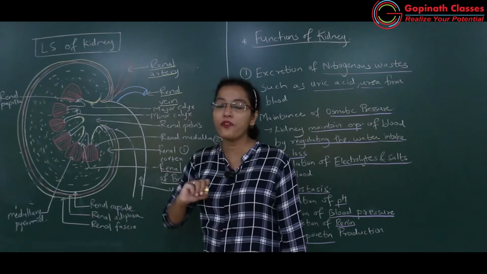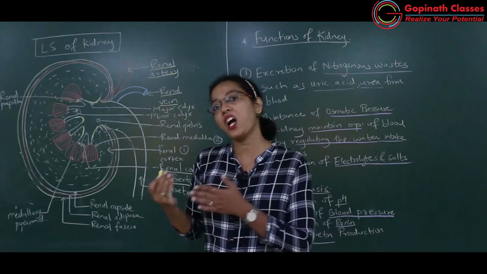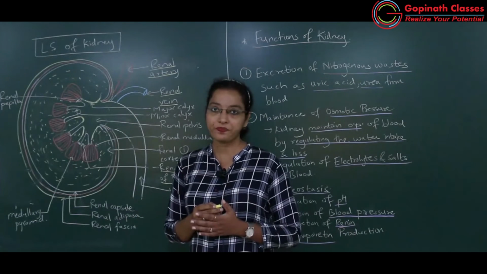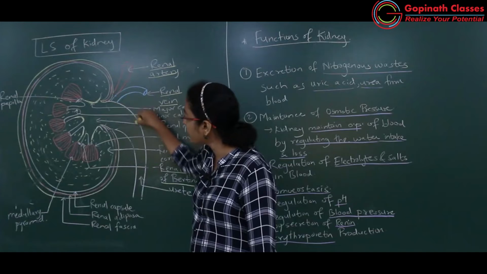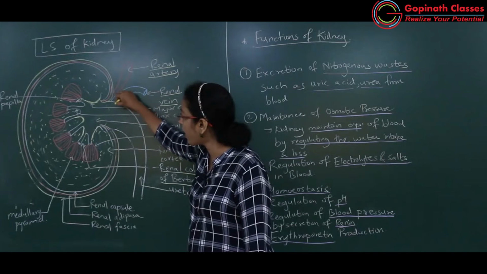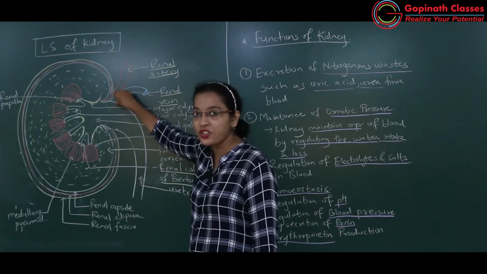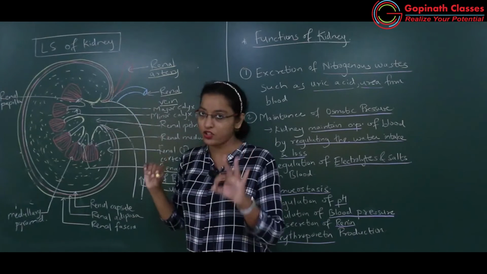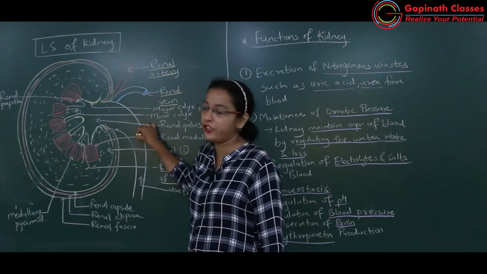Renal vein will have very less amount of urea because it is coming out from the kidney. Okay, so renal artery, renal vein as well as ureter. So this is the hilum, which is the depression which is seen here, and in this depression you can see three structures, that is renal artery, renal vein and ureter.